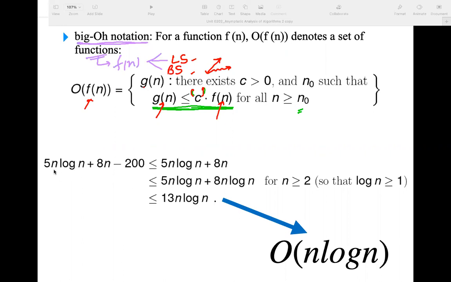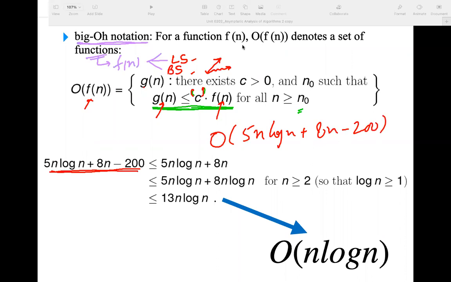Now let us look at this function. For example, this is what we are trying to write down as a function. So this is the value of big O, right? We say that our function is O(f(n)). So we are going to write down O of 5n log n plus 8n minus 200, right?